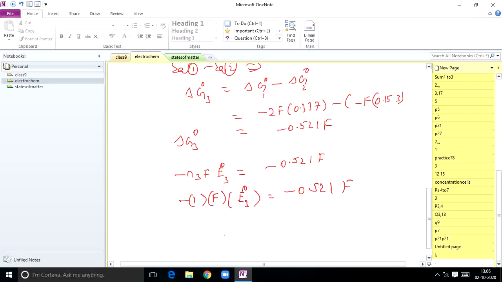So finally, if you cancel, how much will you get? E3 naught is equal to, F and F cancel here, minus and minus. You will get plus 0.521. So here n is equal to 1. So like that you have to do, students. Or I said one formula, directly we can apply that formula. I said one formula before for you. You can apply that formula. Better to do in this manner. I have to get that equation. Very, very important model, students. Thank you for listening.